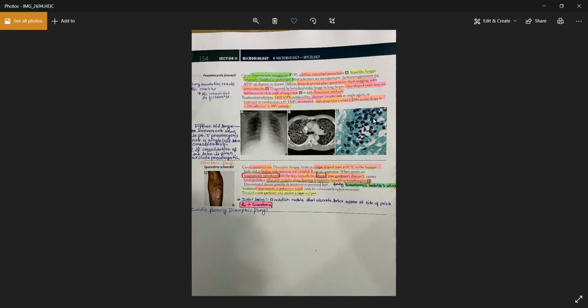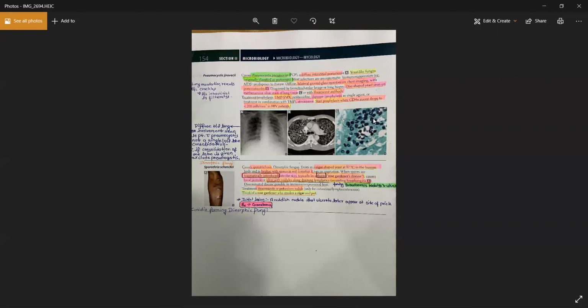Then you need to know what fungi affects only your skin, what fungi affects your whole body, that means systemic fungi, and what fungi only affects when you become immunocompromised. That includes your Candida, Aspergillus, Cryptococcus, Mucormycosis, or Pneumocystis. Okay, you need to know how to diagnose these conditions.